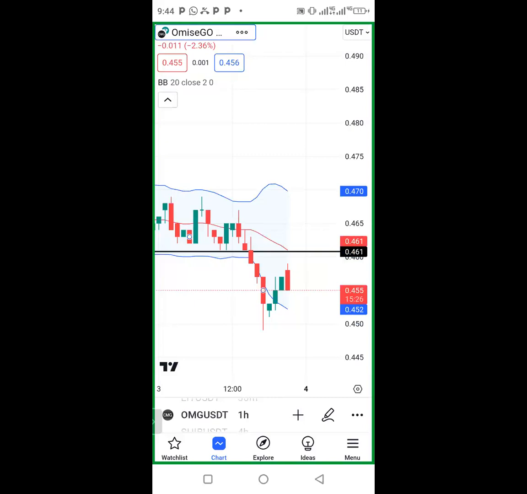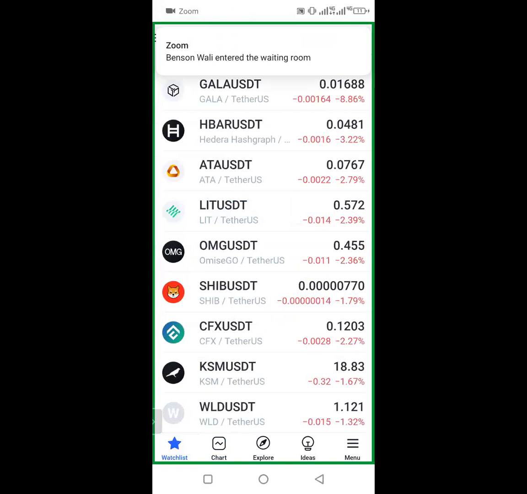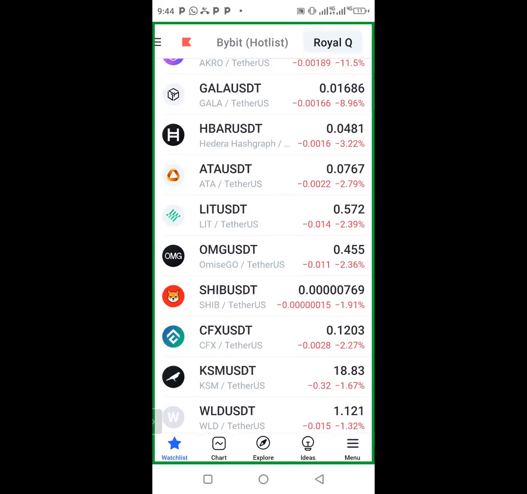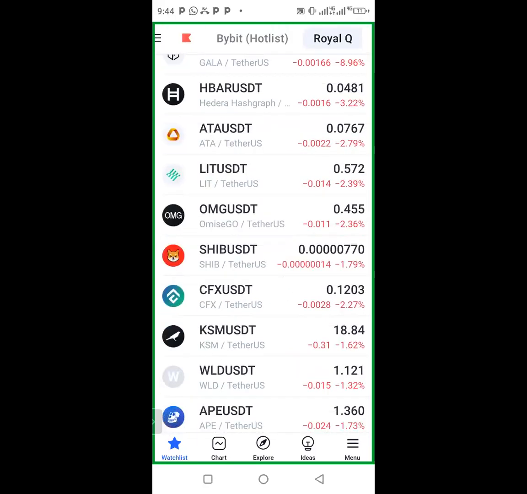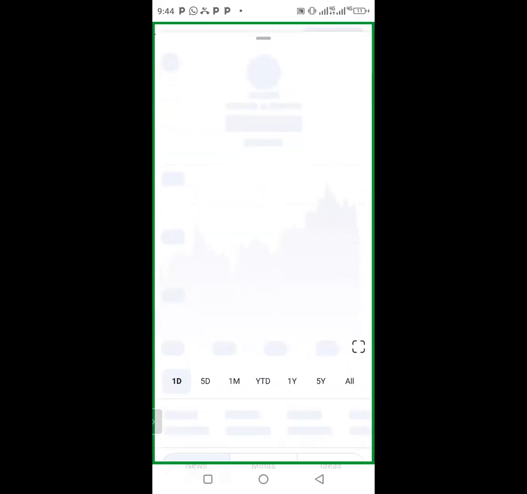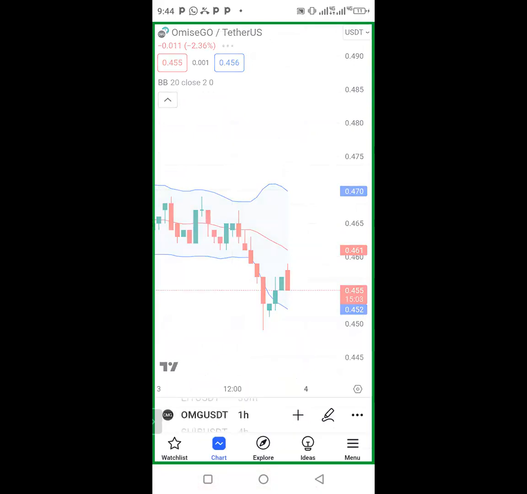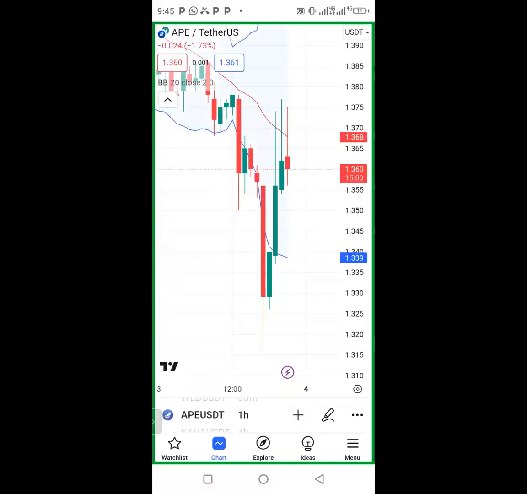I think it's Ape. Ape could also explain that. Remember, we don't just use Bollinger Band. This is just what you should understand. In our next class, I will show you how you can use the 3 indicators, Bollinger Band, Auto Fibonacci, and Stochastic RSI, and you pick a trade. Ape, 1 hour. Now look at Ape 1 hour.